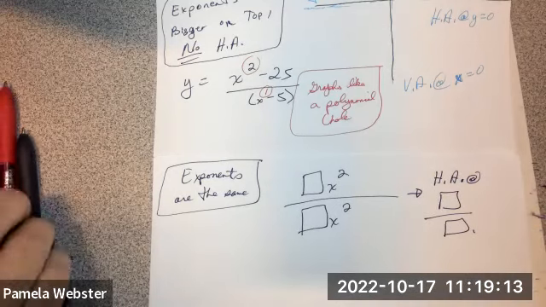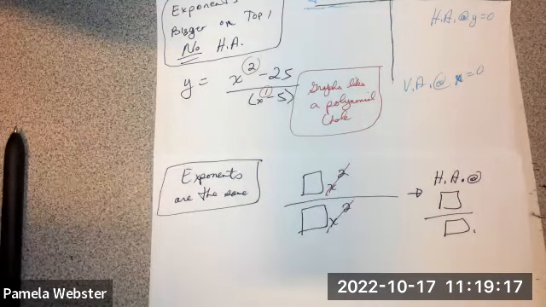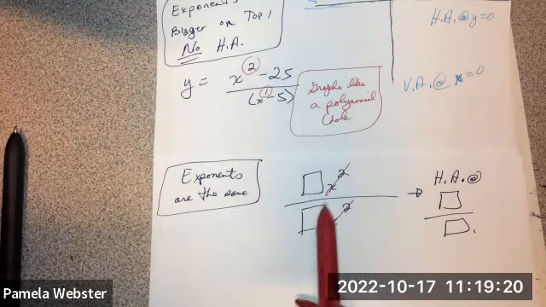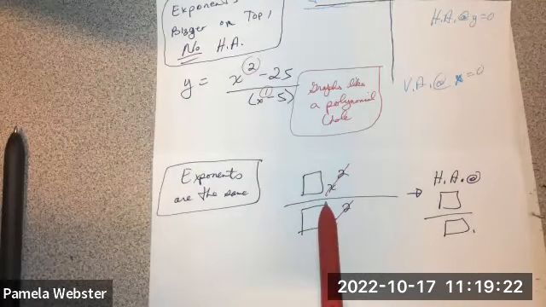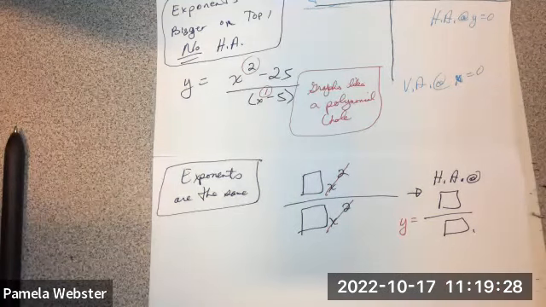So think of it this way. These x squares will reduce out completely, and so I'll end up with just this number over the number. So that's my horizontal asymptote, and it'll be y equals whatever that is.